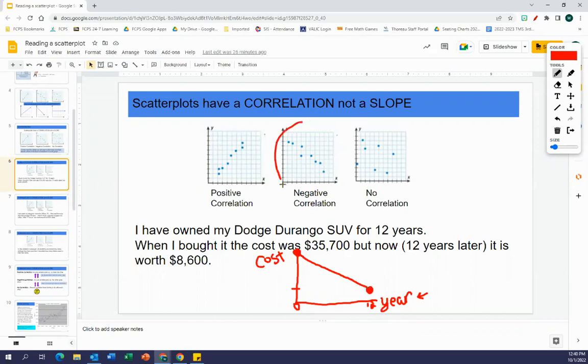It looks like a negative correlation. If it was a function, it would be a negative slope. Also, the way I can think about it is like this. As my years of owning the car goes up, the cost of my car goes down. Notice that these two arrows are pointing in opposite directions. When they point in opposite directions, that's noting a negative correlation.